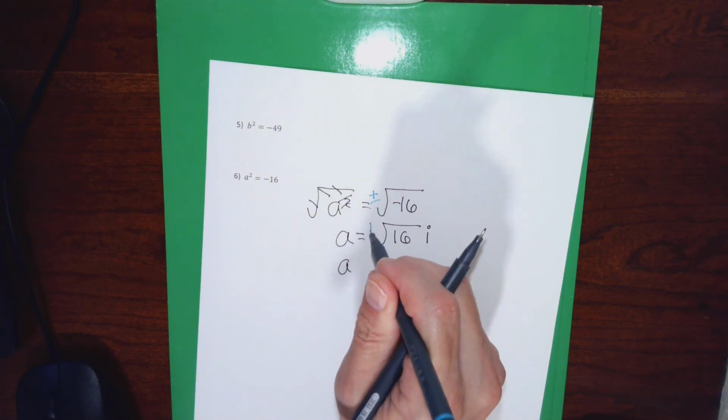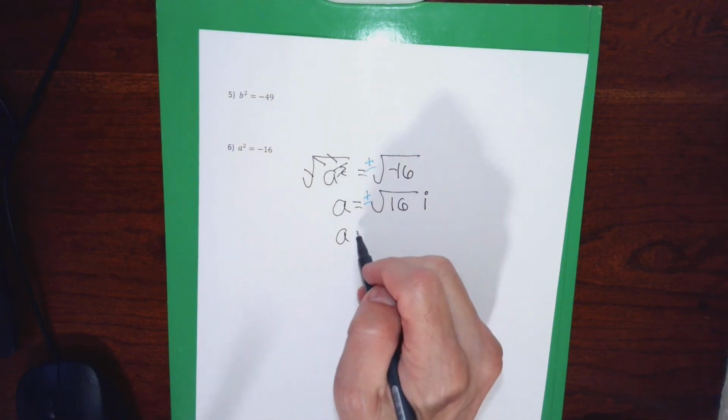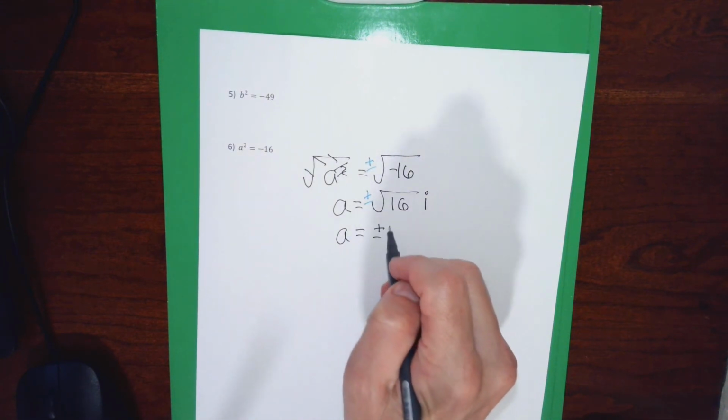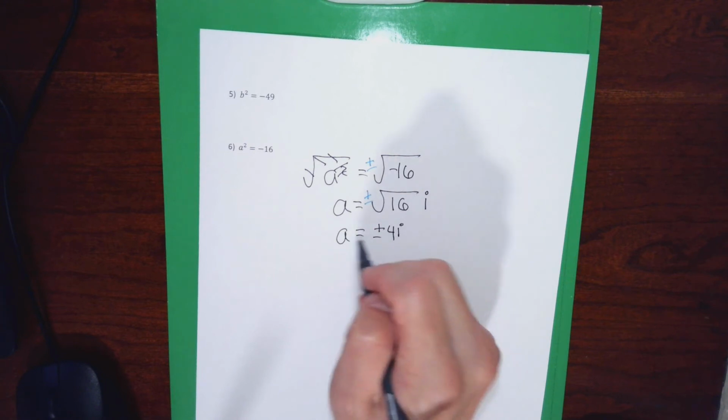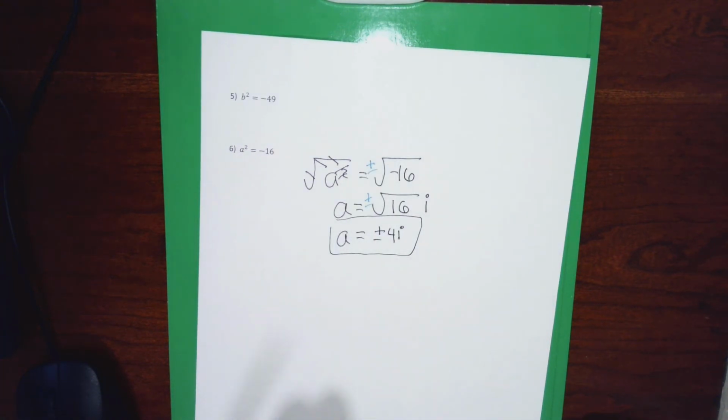Need to get 2 answers. If I don't have the plus or minus sign, I'm only writing 1 answer. And then the square root of 16 is just 4. So 6, my answer would be plus or minus 4i.